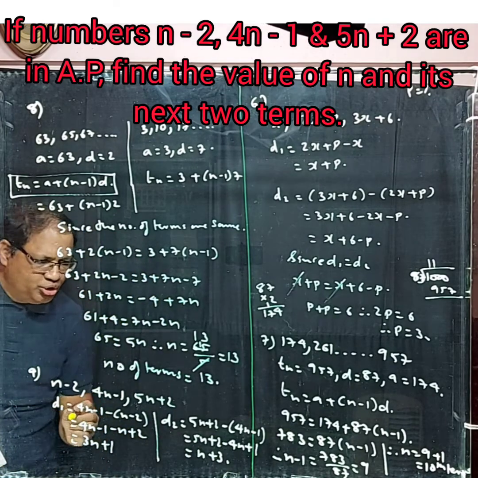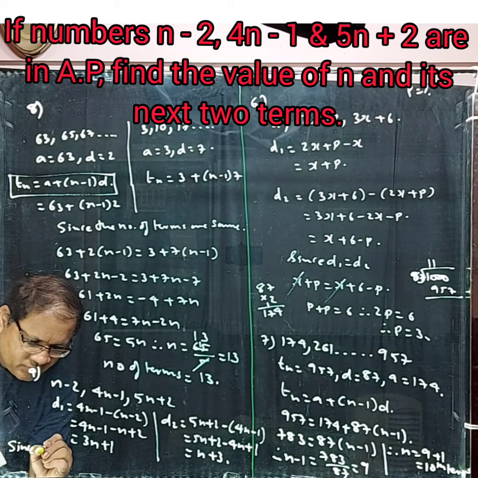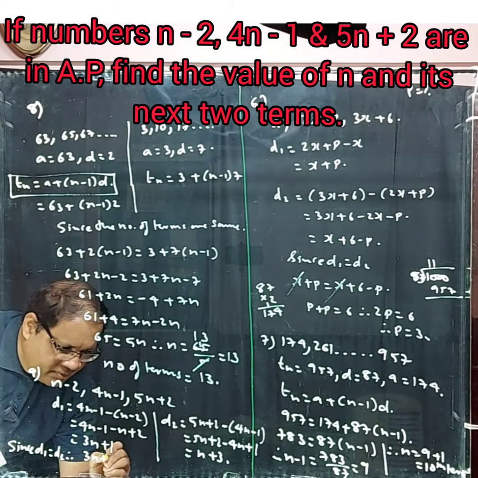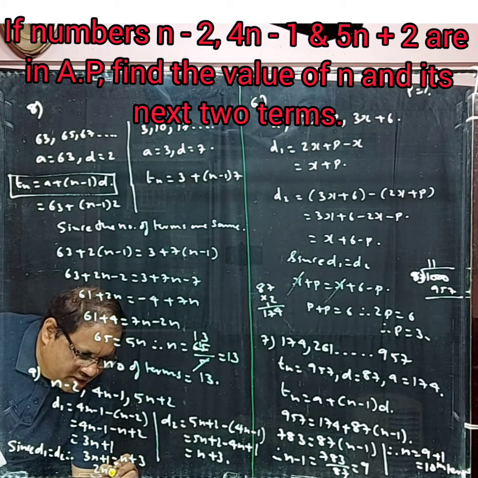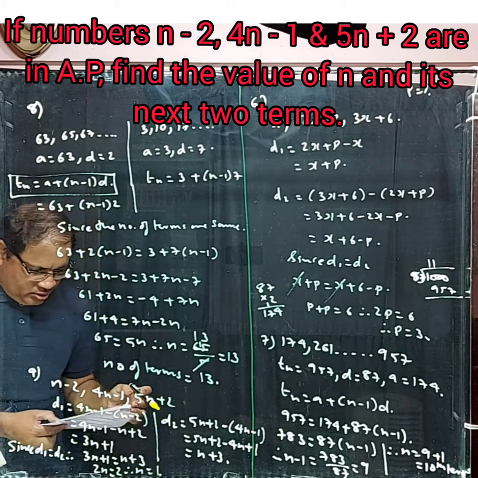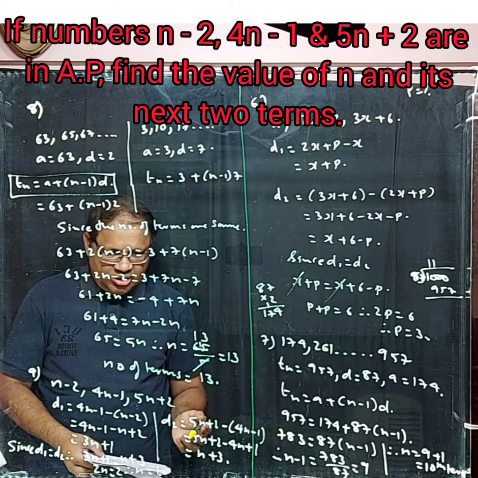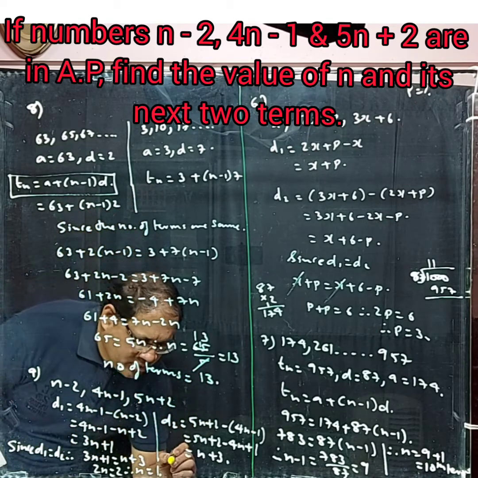So D1 is equal to D2. Since D1 is equal to D2, therefore 3n plus 1 is equal to n plus 3. 2n is equal to 2, therefore n is equal to 1. So n we have got as 1. Now you have to find out the next two terms. So first we will find out the terms. Which are the terms?